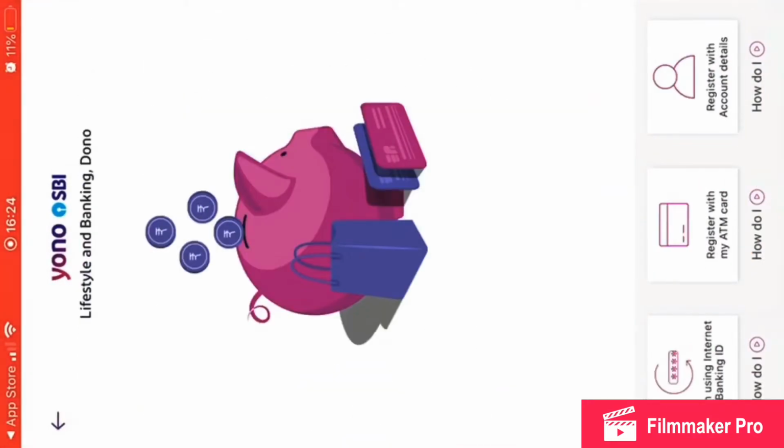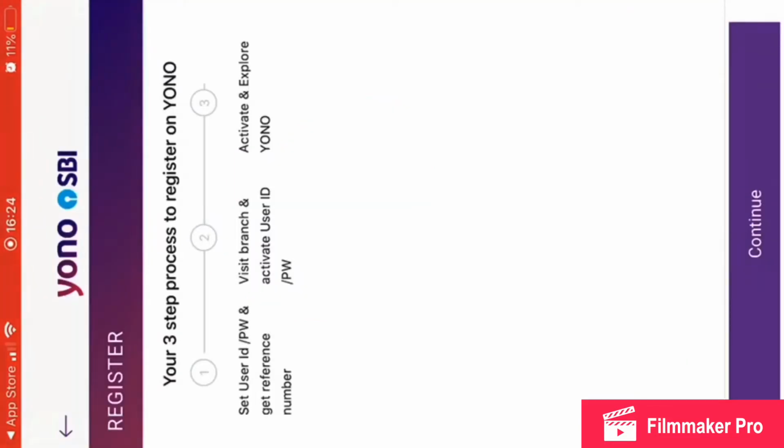You will see three different options again. Now click on register with account details, the third option. Once you click on that, you will see these three steps. This is to go to a bank and activate it. So just click continue from here.